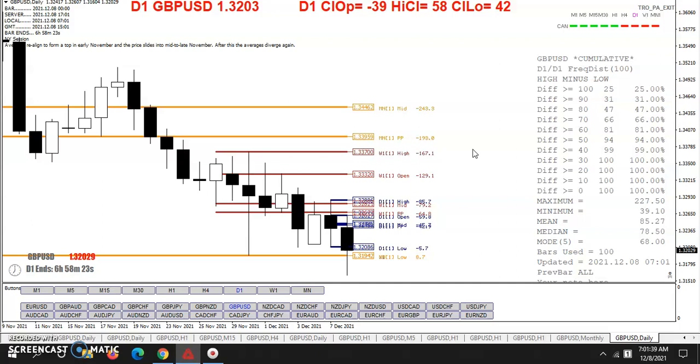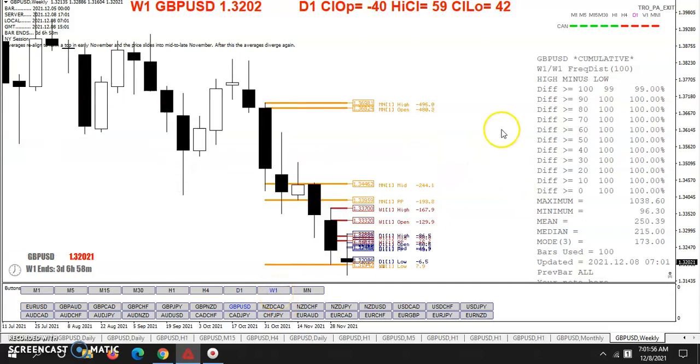So that's another way you can use range. When you get to a breakout point, the previous candle's high and low, and you look at the range of the current candle, you can determine whether or not there's room for it to move. And we can even move up a time frame to the weekly.